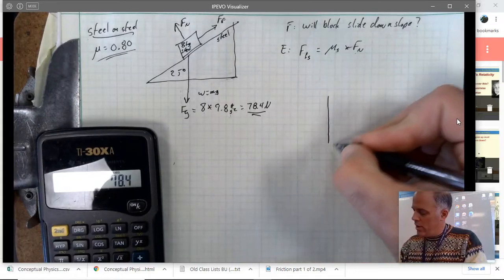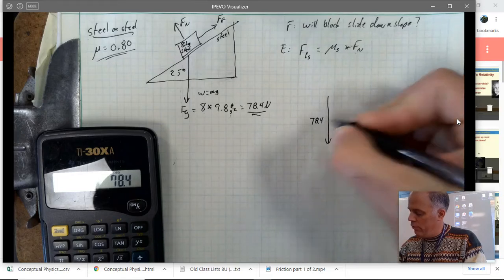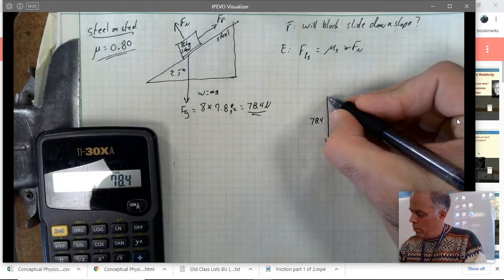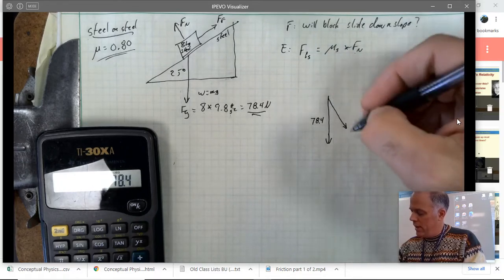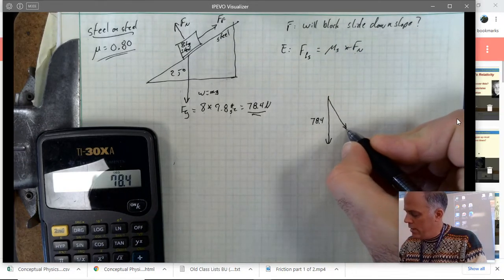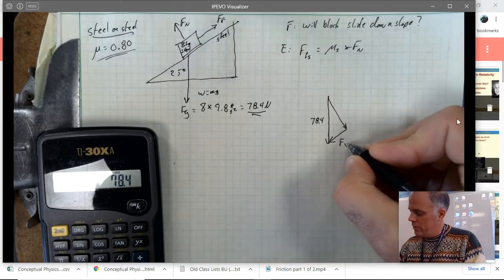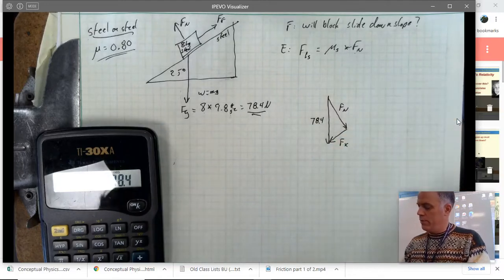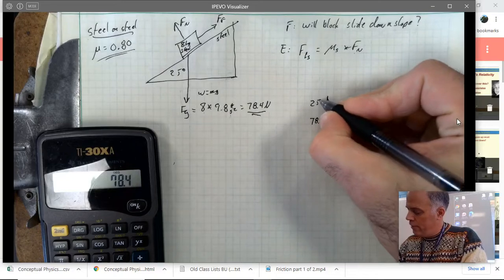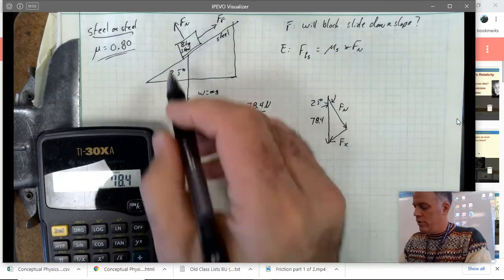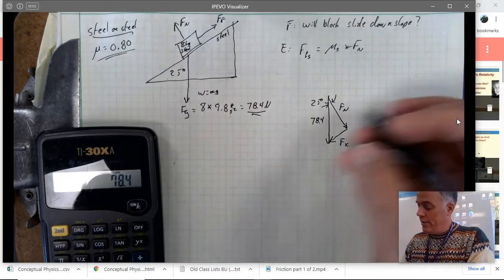Okay, now we're going to construct our triangle that we've been doing before. So this is the weight, 78.4 newtons. We have the normal force, which acts opposite the downslope component. And then we have the downslope force. So we're going to call this one F of x, and we're going to call this the normal force. Now, as you recall from last time, this angle up here is 25 degrees. That's the same as the angle of elevation here. And now we do our sine and cosine stuff.